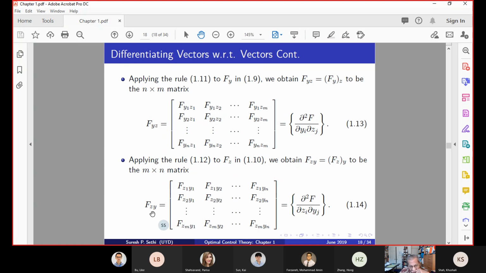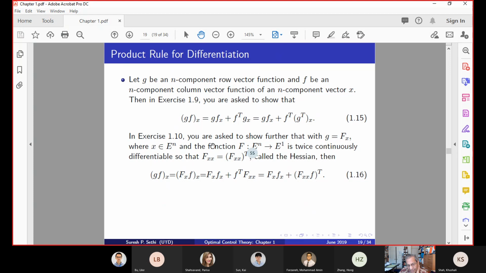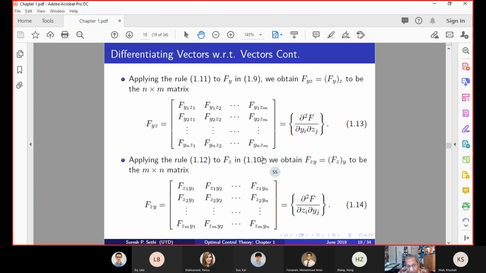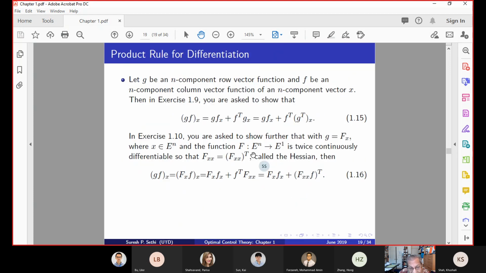Similarly, fzy is this matrix. Okay, it is given like this. So far, so good. So why am I doing all this? Because I will need this formula in deriving the maximum principle. So this is also your homework. I think 1.10 is your homework, which means derive this formula.